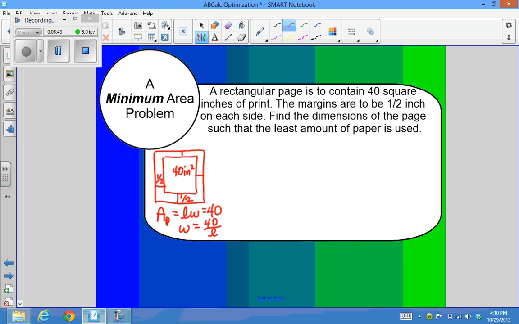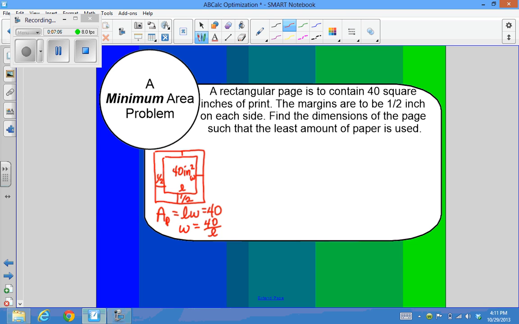I want the dimensions so that the least amount of paper is used. I'm still looking at area, but my area is going to be a little bit different here. I don't know exactly my length right here, and I don't know exactly my width right here. I just know that multiplied together they give me 40, but I'm still going to add in these halves.